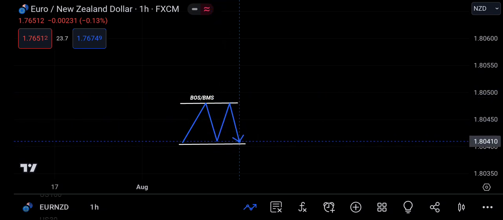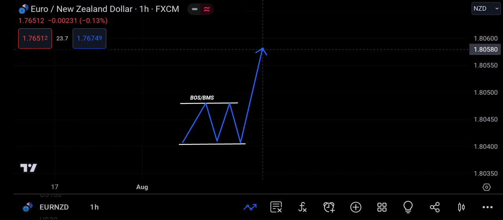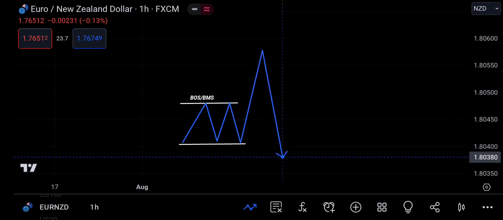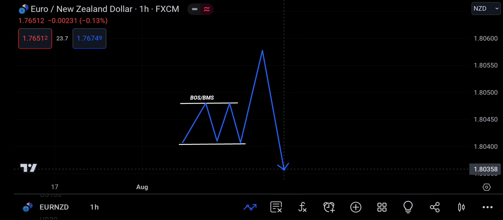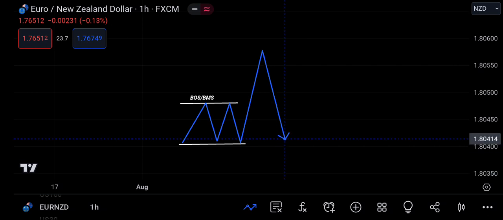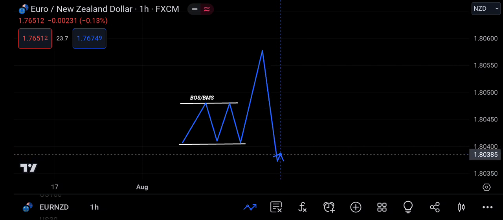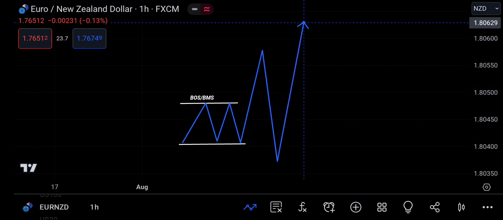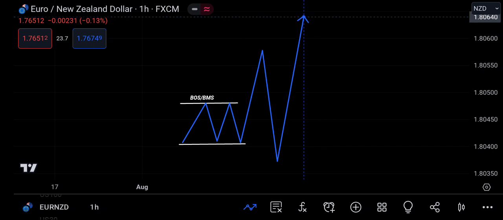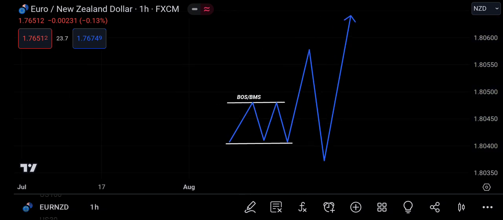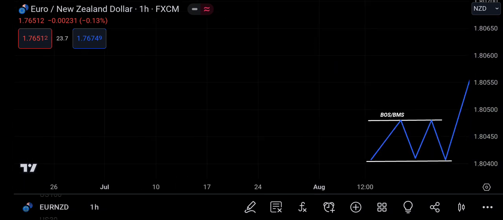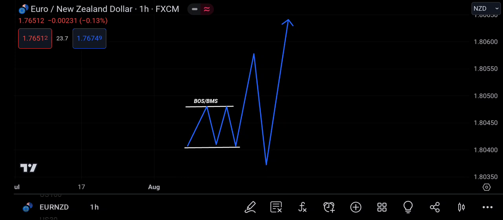Liquidity is printed, and then we get a break of structure, and then the market comes back down to sweep liquidity, to sweep stop losses. This is what we call a liquidity sweep. Now we expect the market to break the first high that was printed. After breaking the high, this is what we now call a valid break of structure.